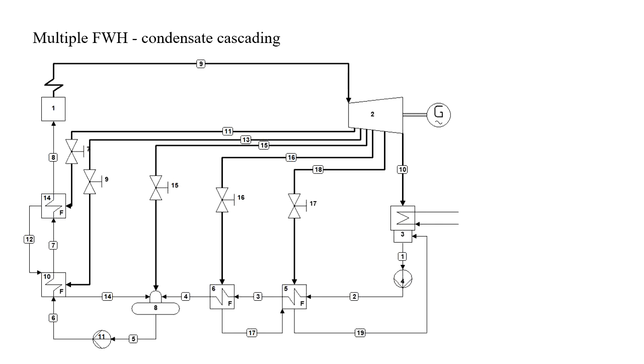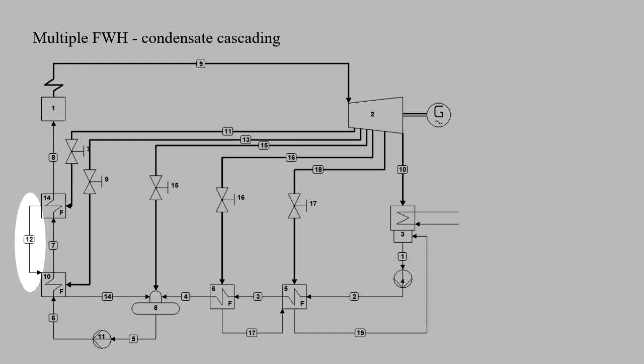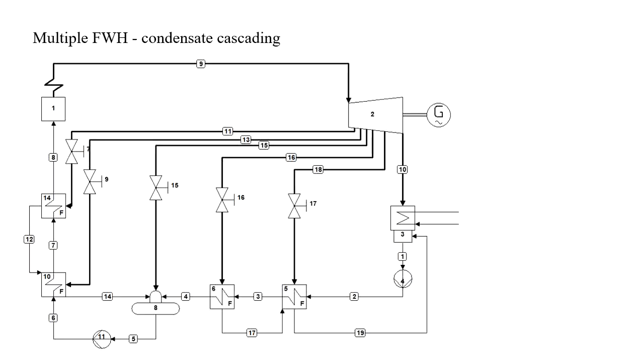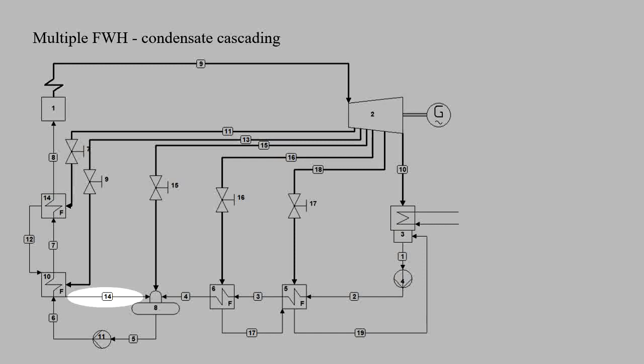The configuration shown here utilizes so-called condensate cascading. That means that the condensate from the feedwater heater is routed downstream into the next feedwater heater at a lower temperature level. This goes on until the Deaerator in the high pressure part of the cycle, or into the condenser in the lower pressure part of the cycle.